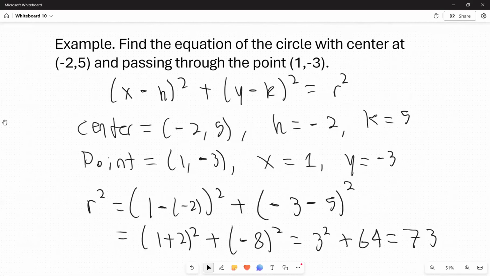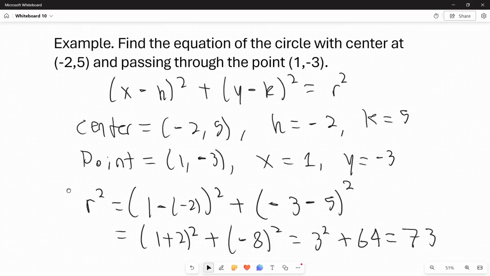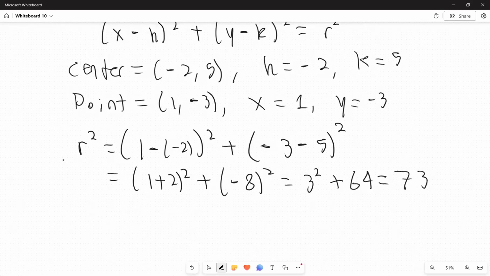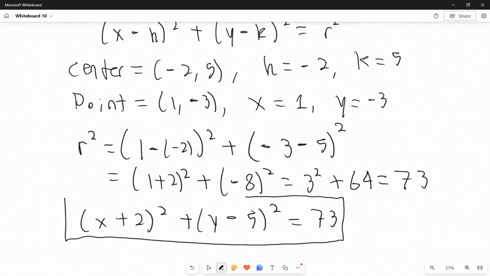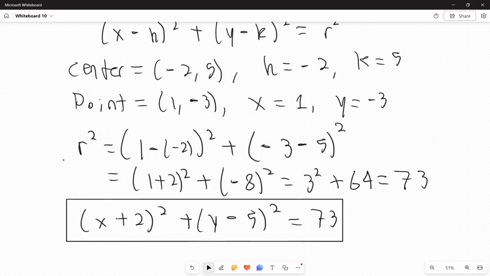We're going to keep the equation in center radius form. So the equation of the circle is going to be what? It's going to be x minus h. So minus -2, that's going to become plus 2. And then y minus 5 squared. And the square of the radius is 73. So that's the equation of the circle in center radius form.